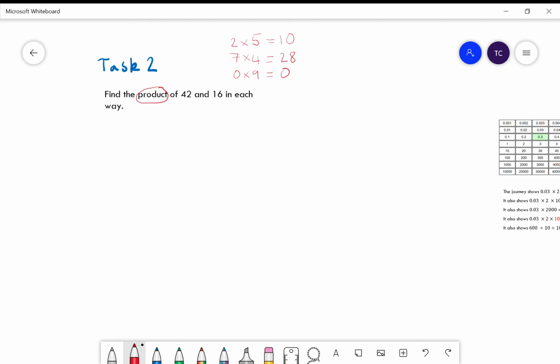So we've got 42 times 16, which means I've got 16 lots of 42, or you could also find 42 lots of 16. I think it's easier to think about this as 16 lots of 42. So I'm going to write out 42, 42, 42, 42. So that's 4 so far.